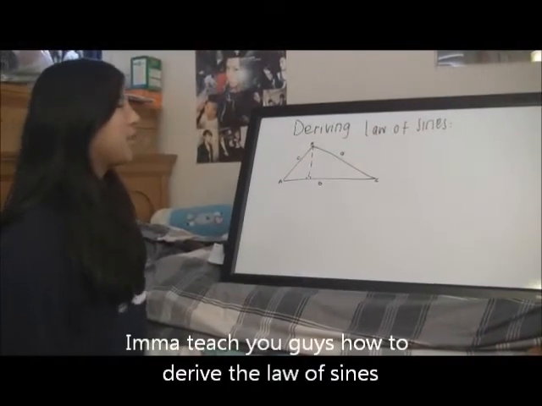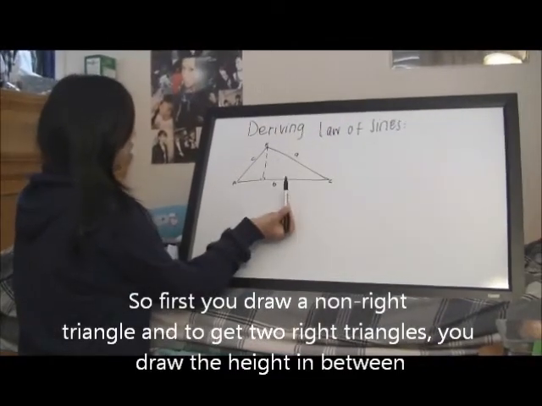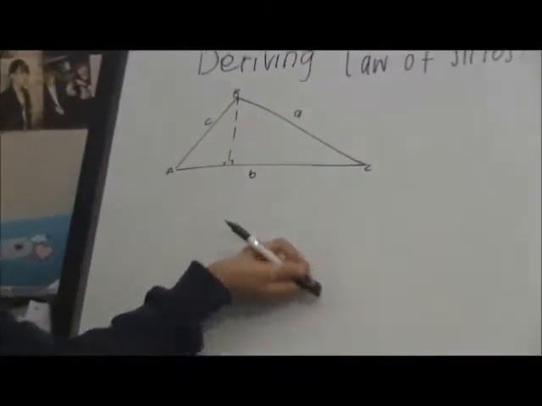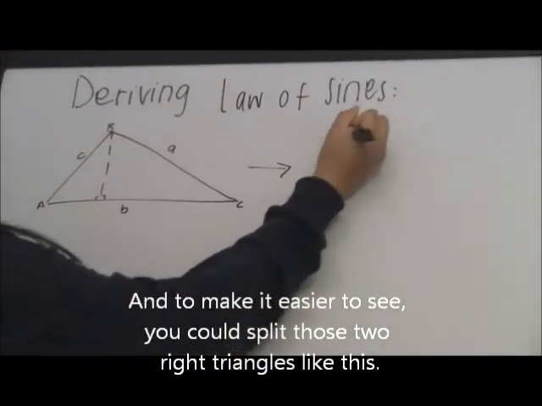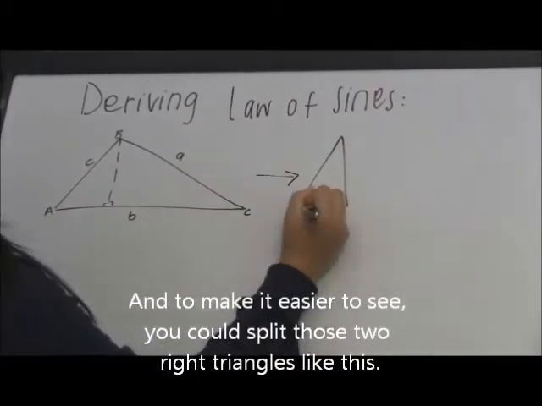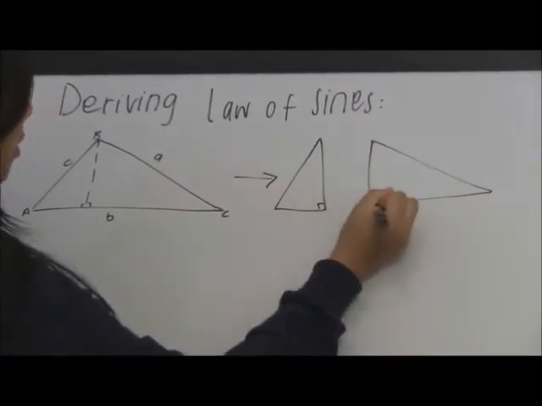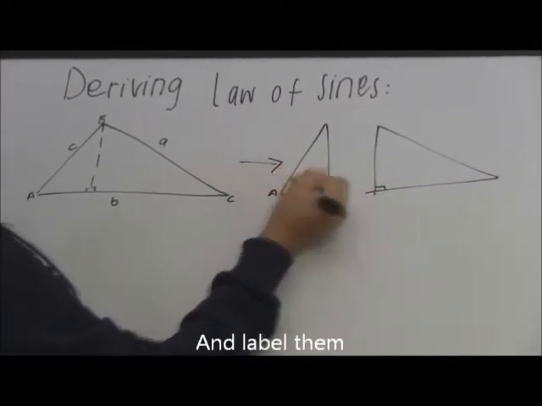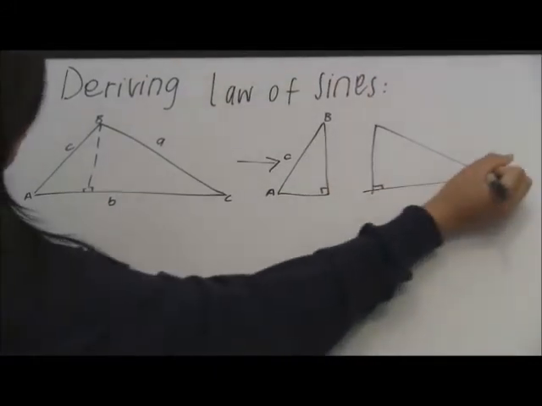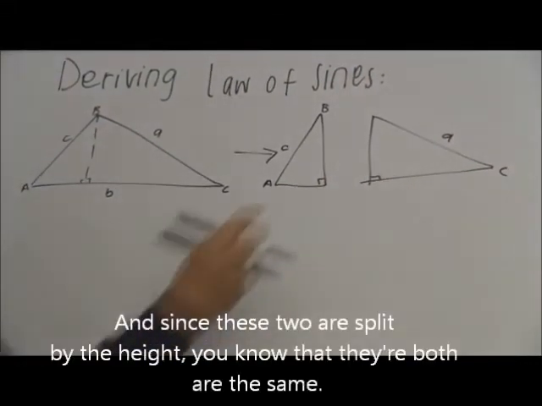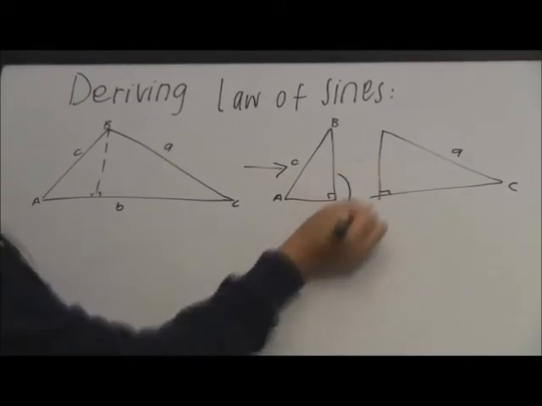I'm going to teach you how to derive the law of sines. First, you draw a non-right triangle, and to get two right triangles, you draw a height in between. To make it easier to see, you can split those two right triangles like this, and label them. Since these were both split by the height, you know that they're both the same.